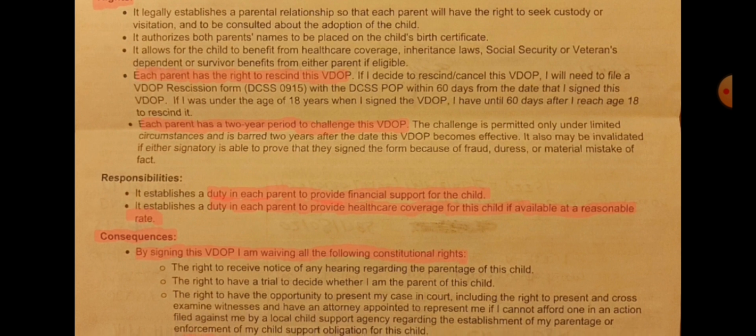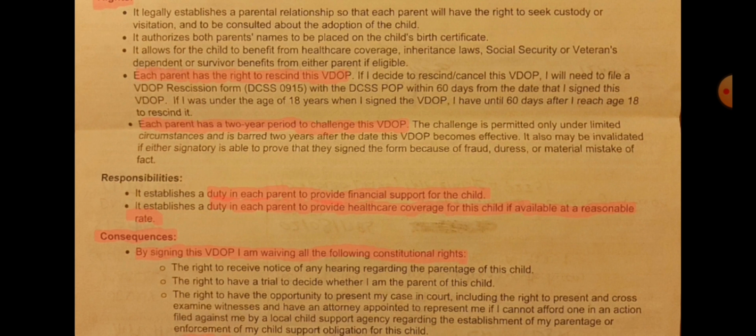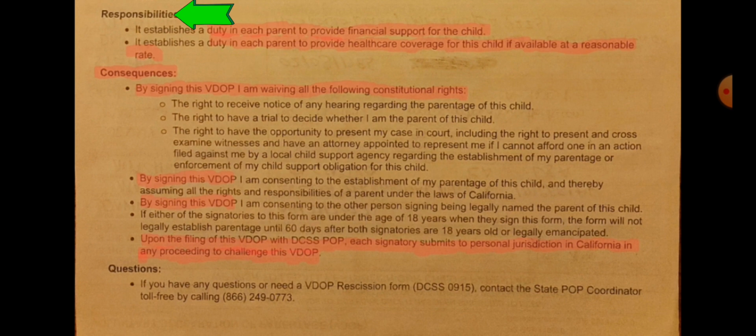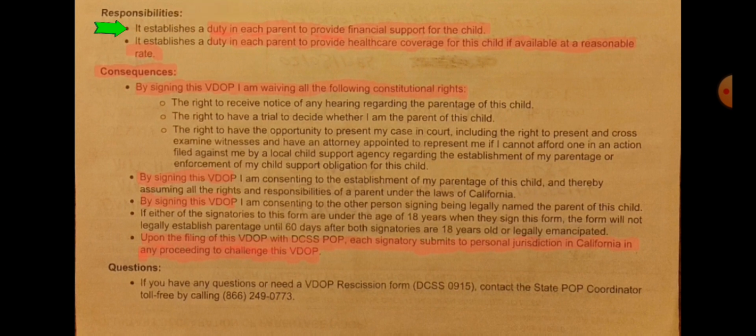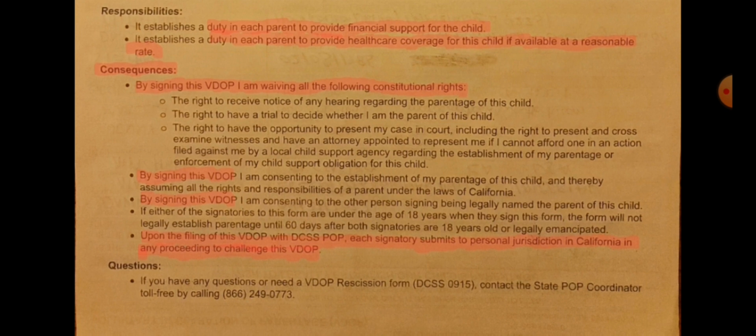But let's continue on. It states, if either signature is able to prove that they signed the form because of fraud, duress, or material mistake of fact. And it's just that simple, guys. But let's continue. Then it states, responsibilities. First bullet point, it establishes a duty in each parent to provide financial support for the child. So again, guys, that's why I have that highlighted in red, because by signing this form, it creates the responsibility, which is in fact the what?